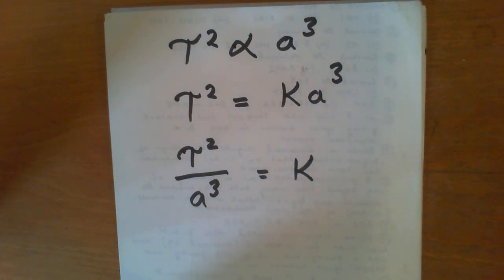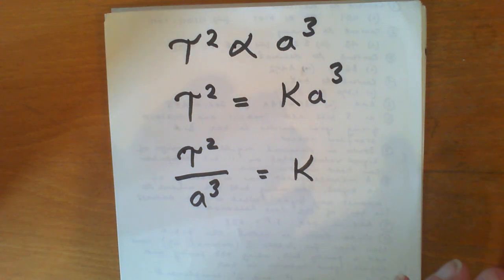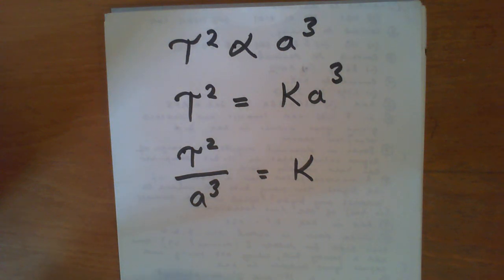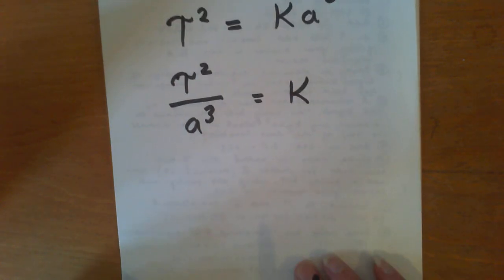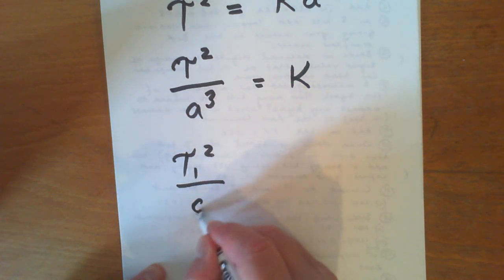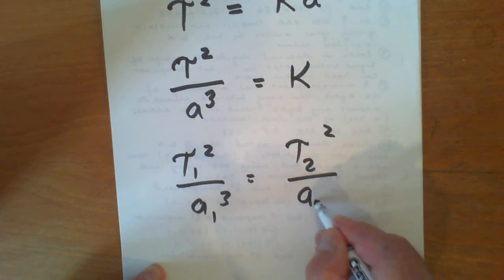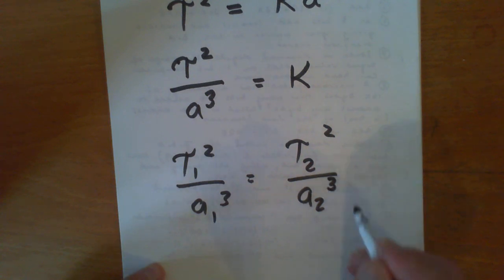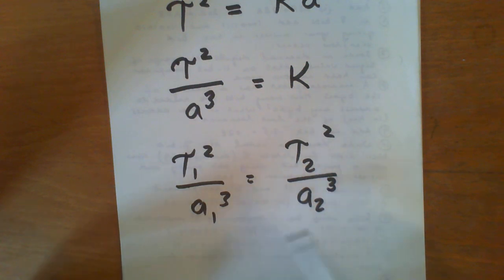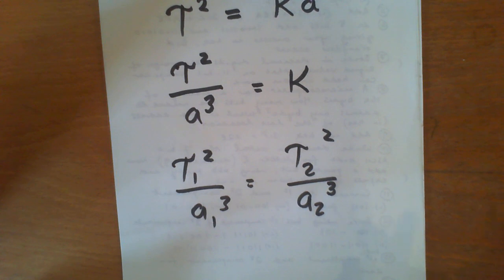So therefore, you can set up an equality. You work out the ratio for one planet, work out the ratio for another planet, and then equate them together to form an equation. We can have something like this: T1 squared over A1 cubed equals T2 squared over A2 cubed. So if you know three of these quantities and you want to find out the other, you start off from an equation of this form.